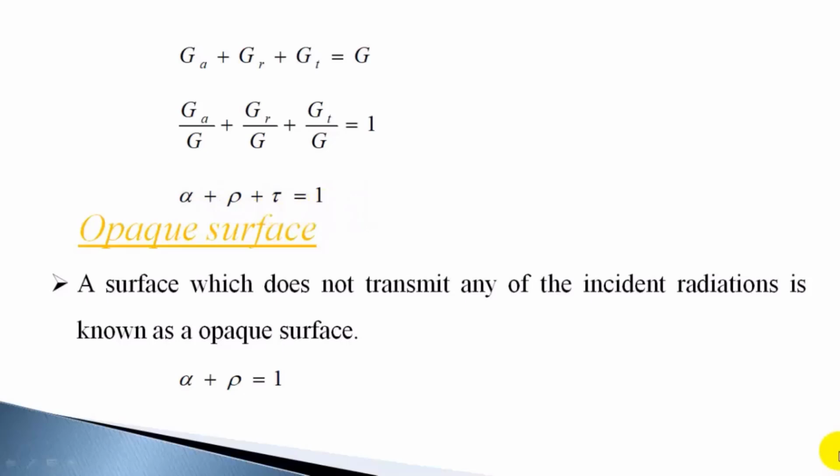Opaque surface. An opaque surface is one which does not transmit any of the incident radiations through it. So in that case, the transmissivity is 0. So no part of the radiations is transmitted. Transmissivity is 0. So we have alpha plus rho plus tau is equal to 1. Tau is 0. So we'll get alpha plus rho is equal to 1. Maybe some part of the radiations may be absorbed, or some part of the radiations may be reflected, but no part of the radiation is transmitted through it. Such a surface is called opaque surface. And most metals are opaque in nature, and they do not transmit any of the incident radiation through it.